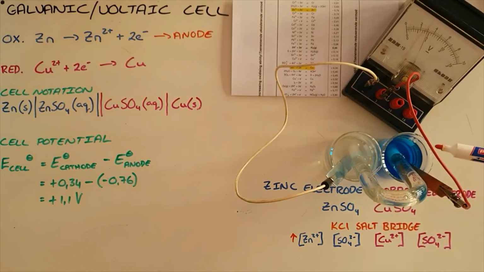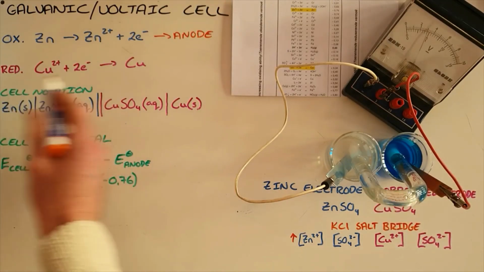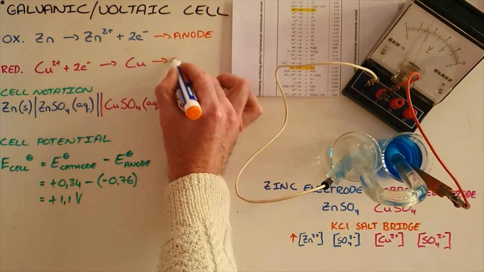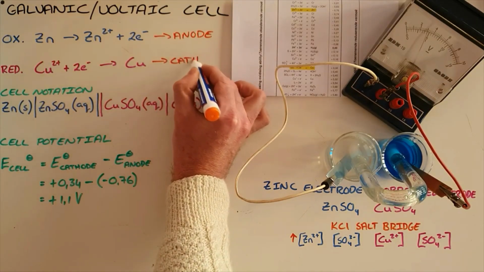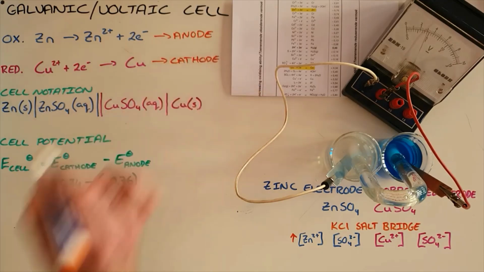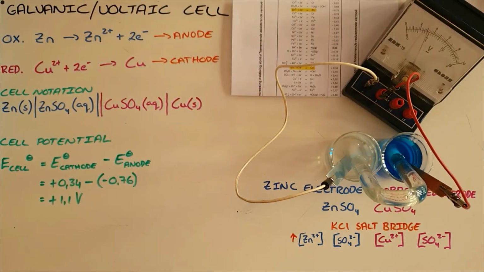In our other beaker, we now have reduction taking place. We know that reduction always occurs at the cathode. And what this tells us is that the copper ions are being attracted to the copper electrode where the electrons are moving towards, and therefore when the copper ions leave that solution, the copper ion concentration decreases.